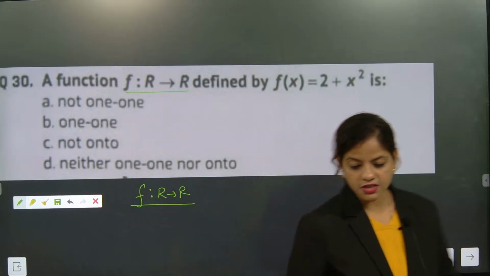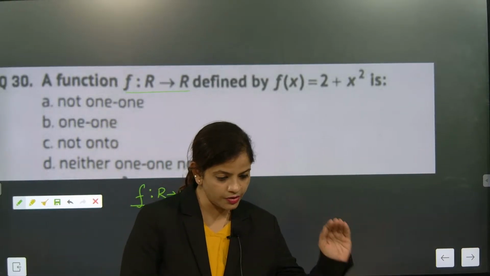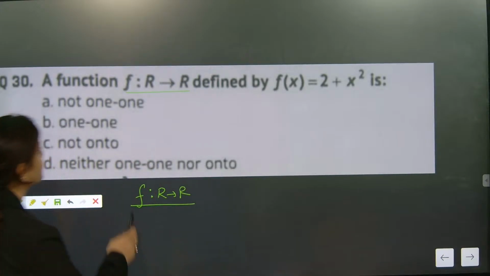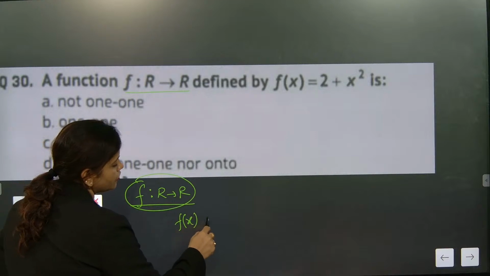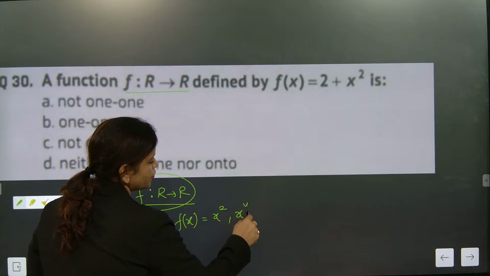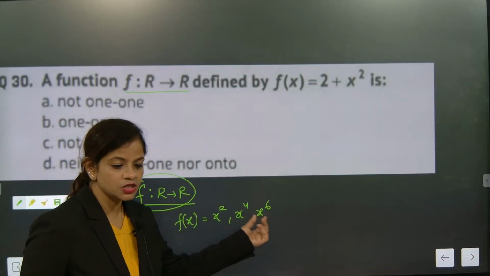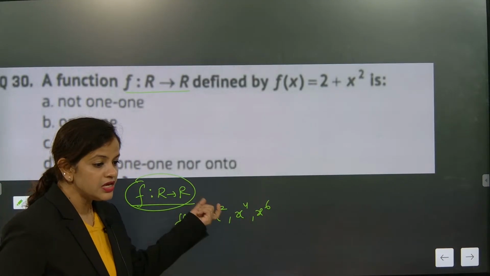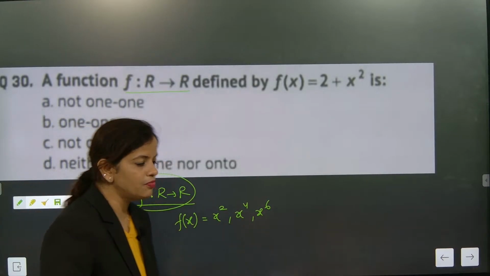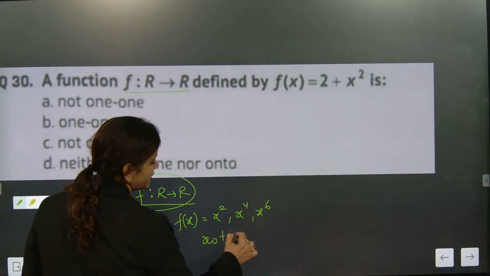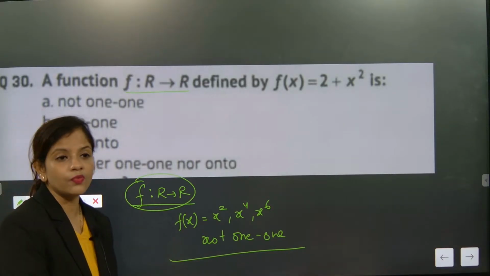Got it? So now please understand this. When you are talking about this class, remember this one shortcut trick I'm teaching you. Whenever f such that R tends to R is there, and f of x gives you x square or x4 or x6, all variables to the power of an even number, remember this very nicely, it is not 1-1.